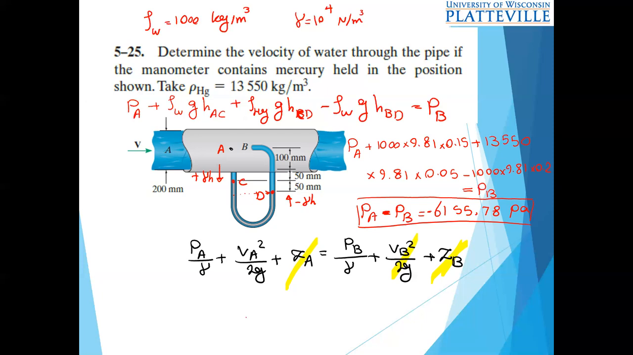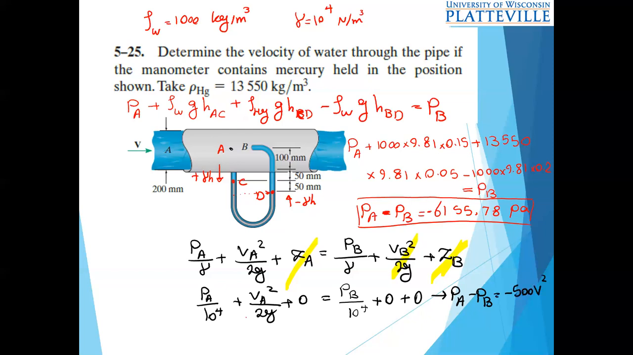I have three unknowns: pressure at A, pressure at B, and velocity at A. But I know the difference between pressure at A and pressure at B. All right, let's substitute the numbers. So it's PA over 10 to the 4 plus VA squared over 2g plus 0 equals pressure at B over 10 to the 4th plus 0 plus 0. And from here, PA minus PB is negative 500 VA squared.